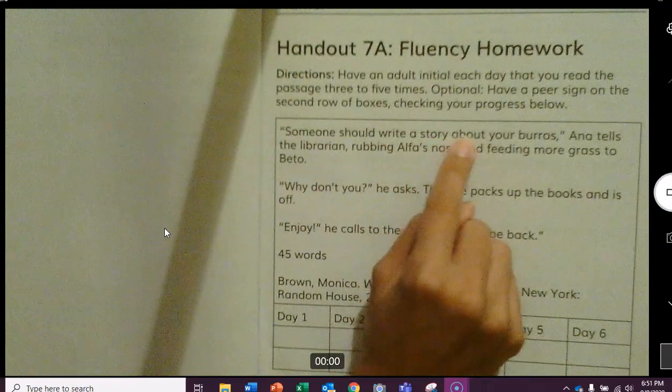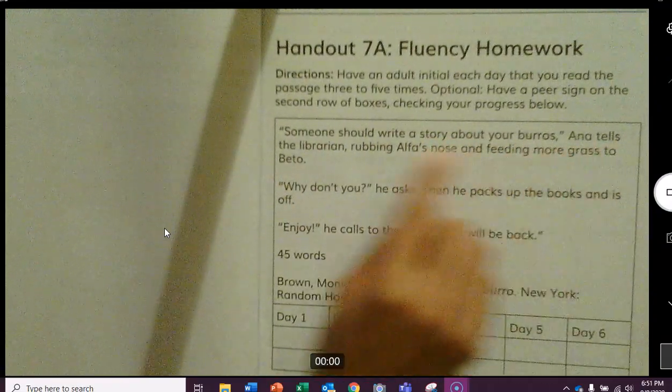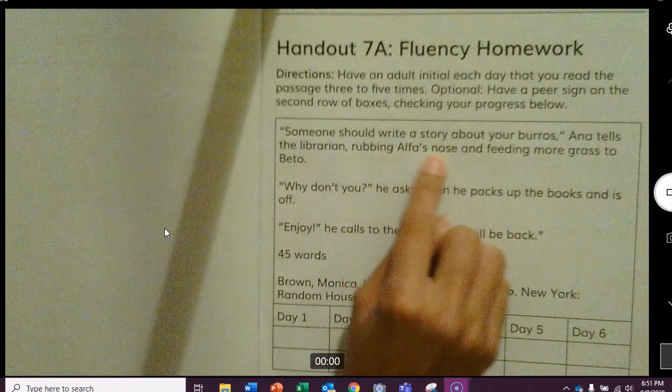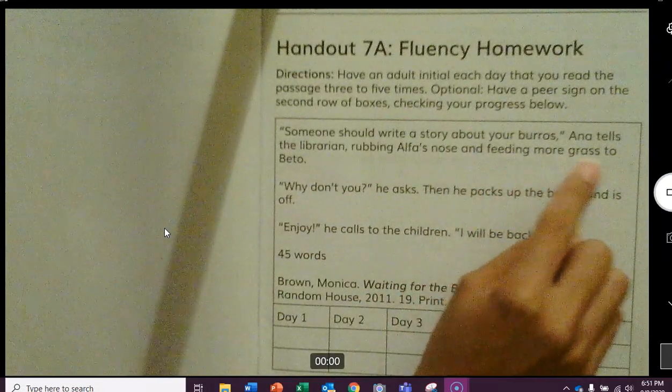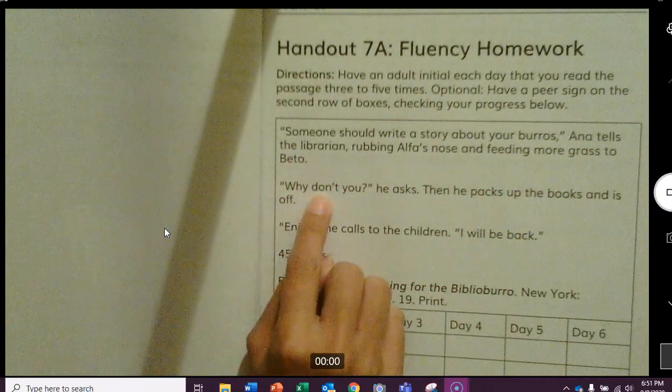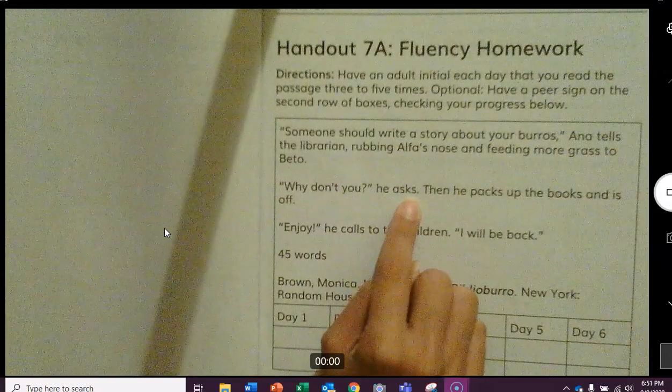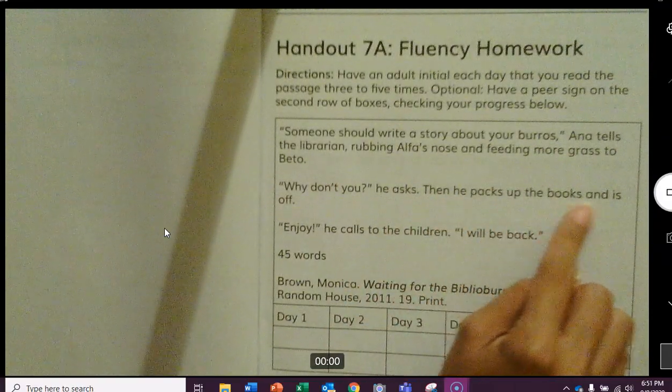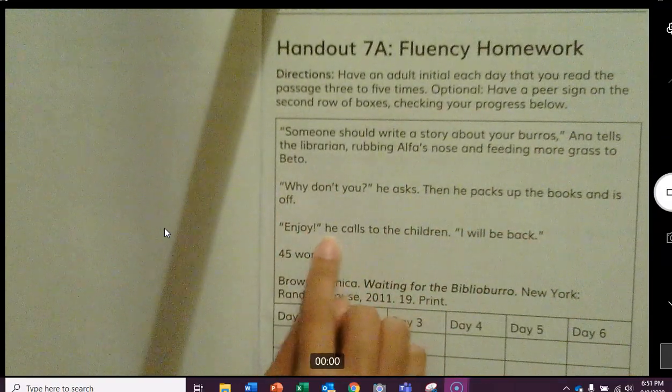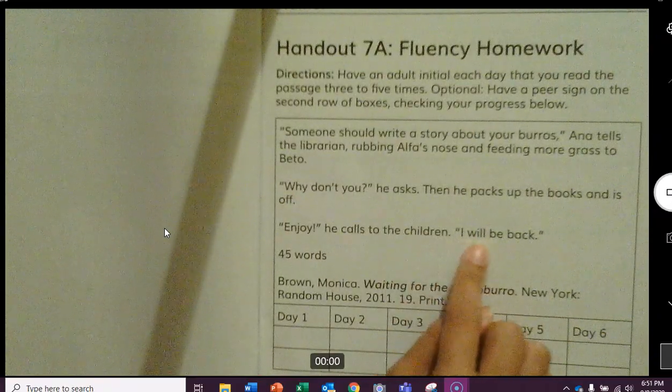Someone should write a story about your burros, Ana tells the librarian, rubbing Alpha's nose and feeding more grass to Beto. Why don't you? He asks. Then he packs up the books and is off. Enjoy, he calls to the children. I will be back.